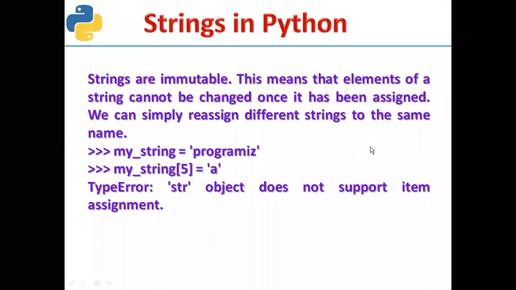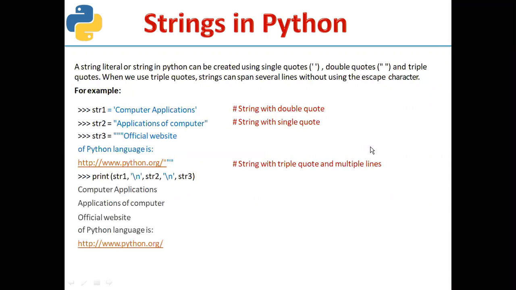These concepts, which I'm repeating again and again, are very important, because when you are doing programming, you have to keep these concepts in your mind and then look at the program so that it becomes easy for you. A string literal or string in Python can be created using single quotes, double quotes, and triple quotes. When we use triple quotes, strings can span several lines without using the escape character.